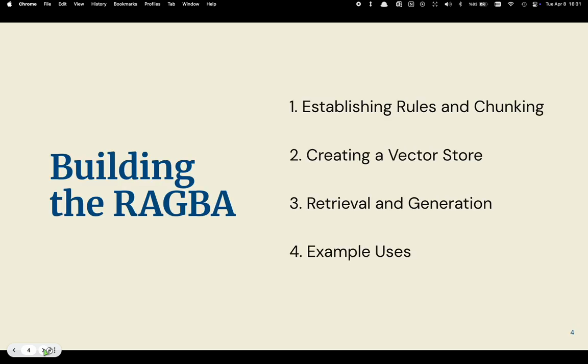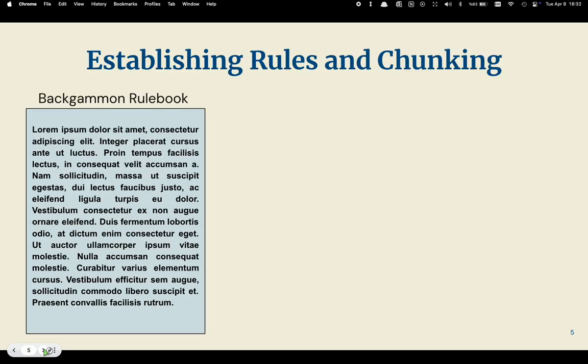So in building this assistant, I went through four phases that I'll be explaining here. The first phase was establishing rules and chunking, followed by creating a vector store and retrieval and generation, and finally I'll demonstrate some example questions and answers. So, establishing rules and chunking.